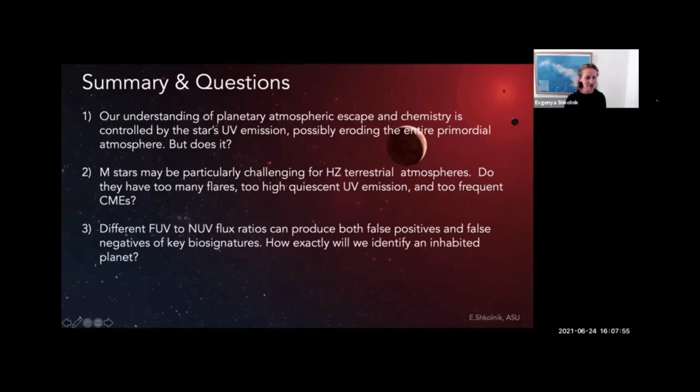The third thing is different FUV to NUV ratios can produce, as I said, both false positives and false negatives. And so we really need to understand that for those of us interested in biosignatures. And in order to try and answer all of these, we really need more data.